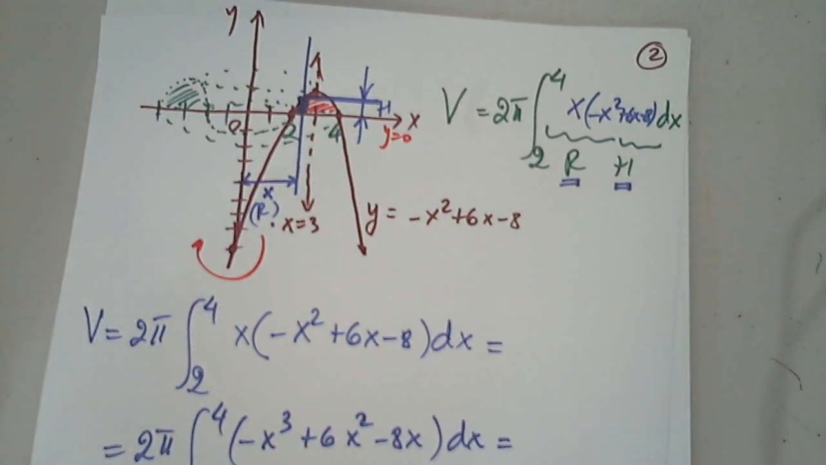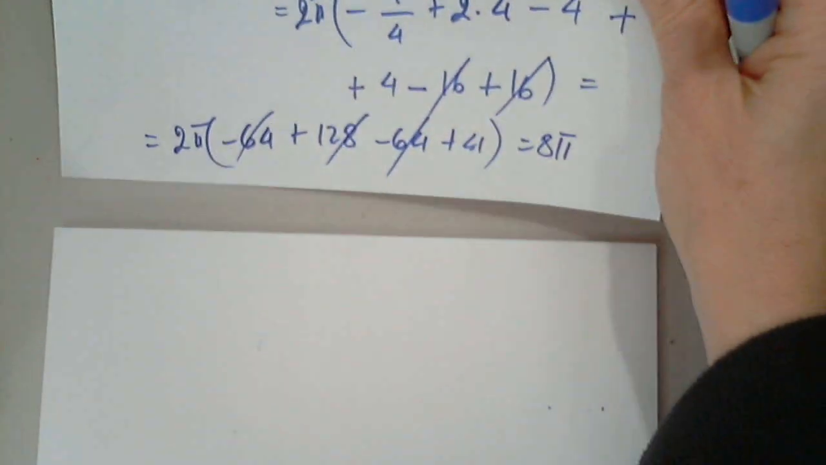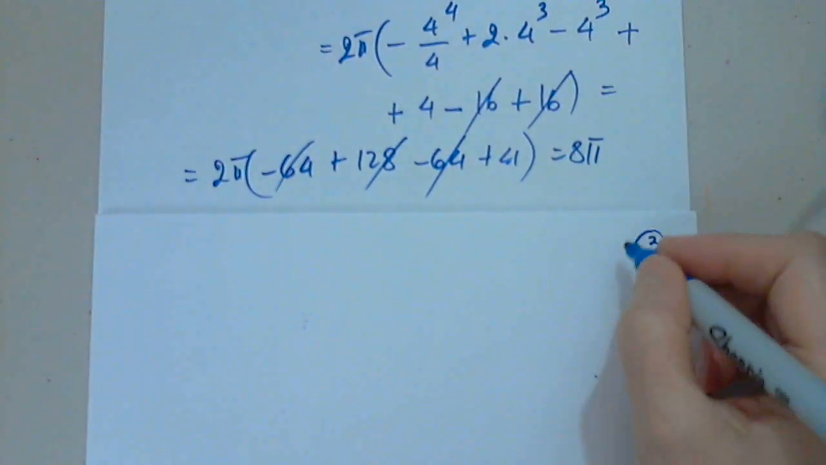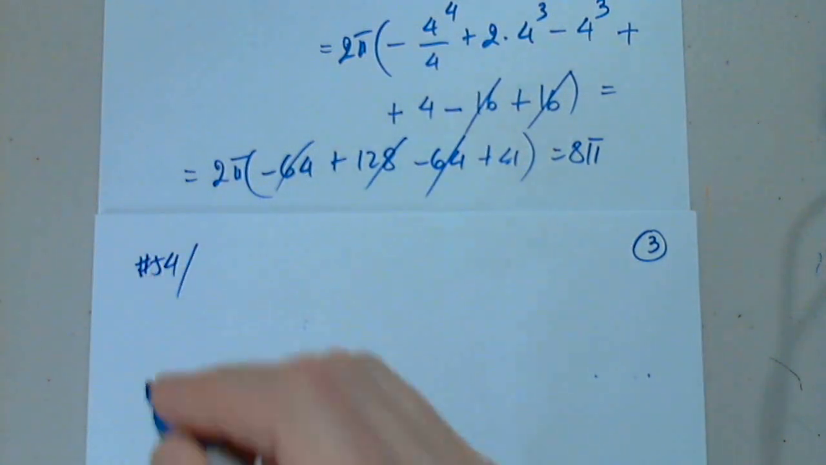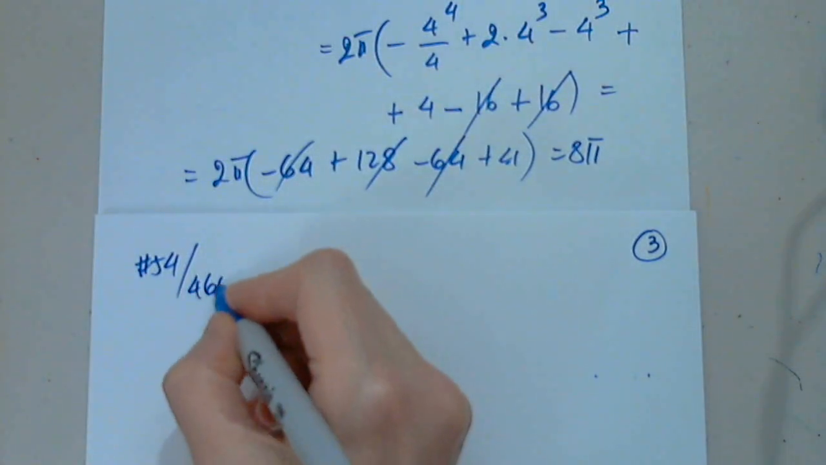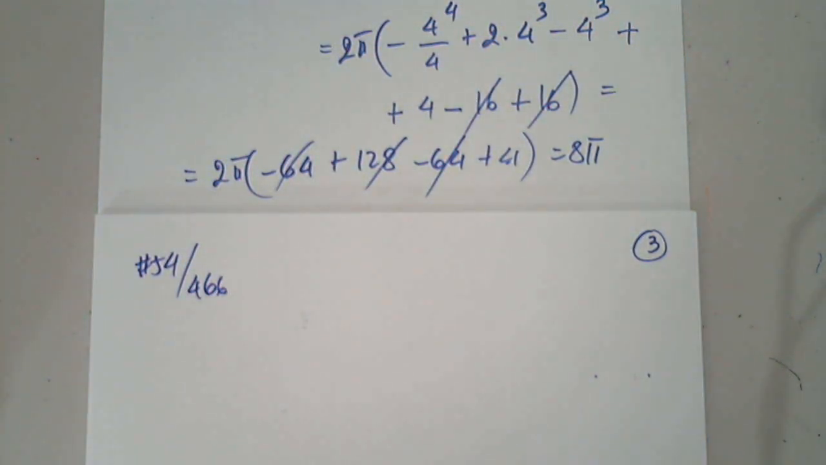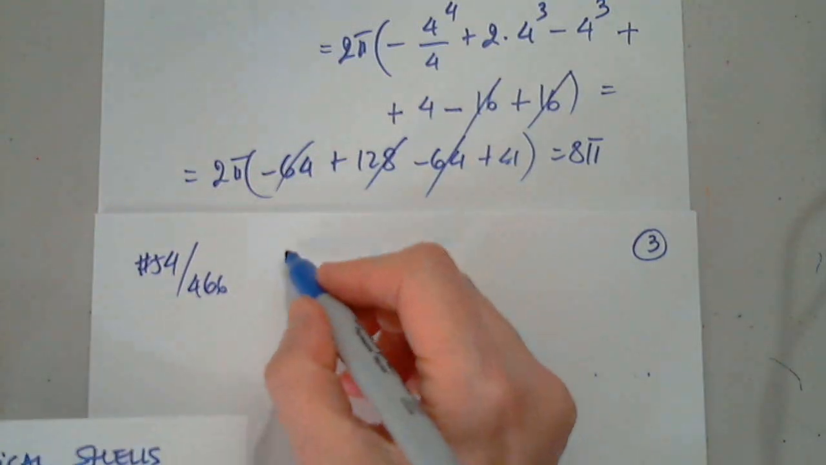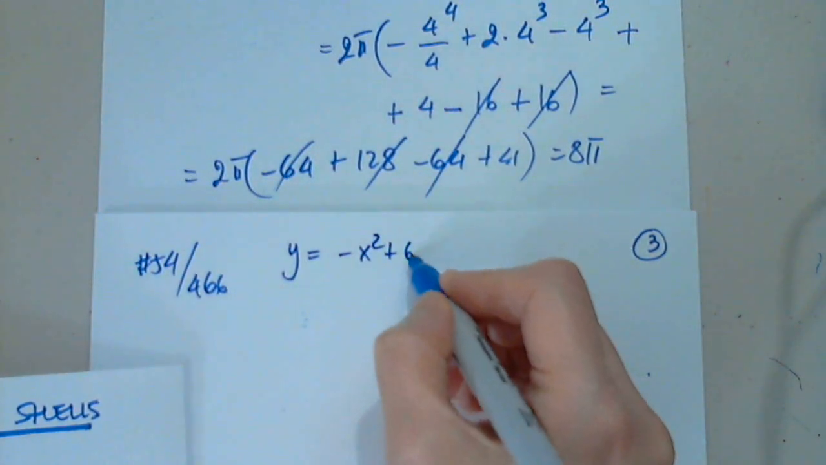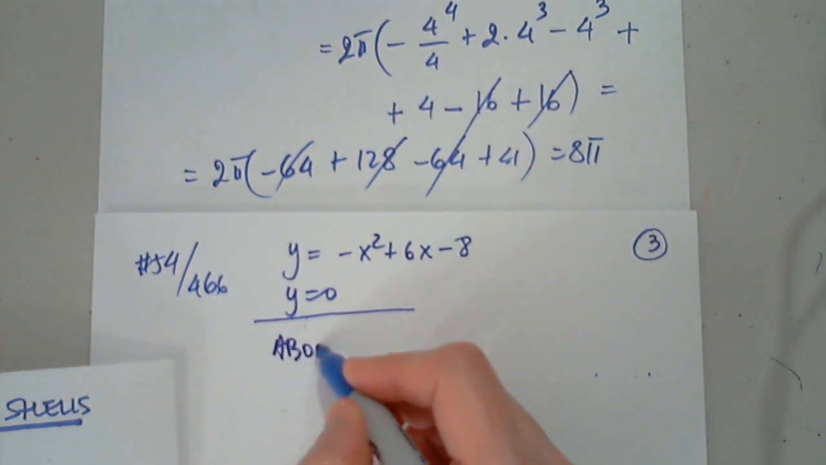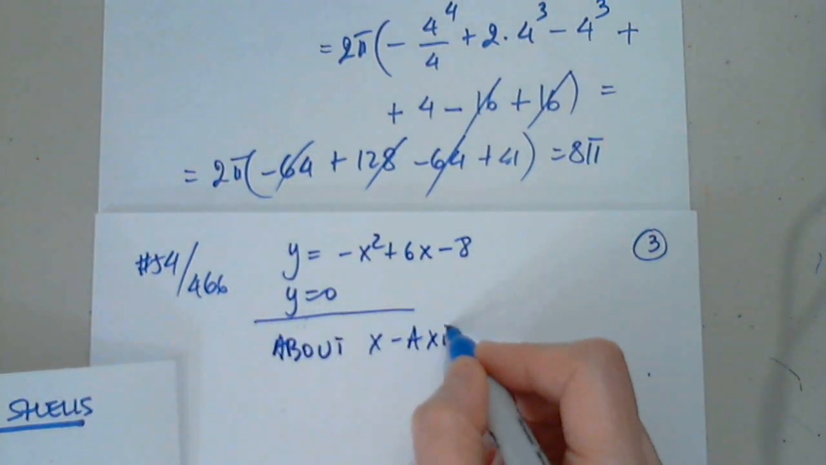Now let's look at problem 54. So that was 53. Let's look at 54 and see what happens. Of course, on the same page, page 466. We're asked to repeat the process, but this time we are going to rotate with respect to the x-axis. So I'm going to copy the same problem. Negative x squared plus 6x minus 8, of course y equals 0, but this time about the x-axis.